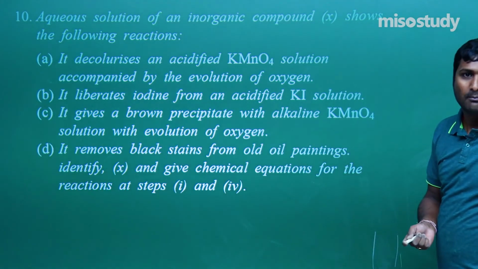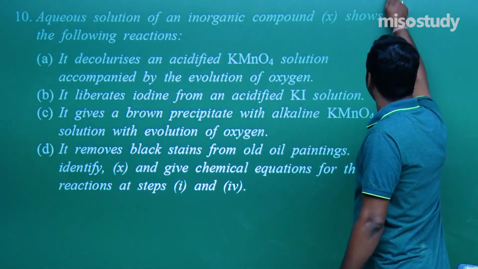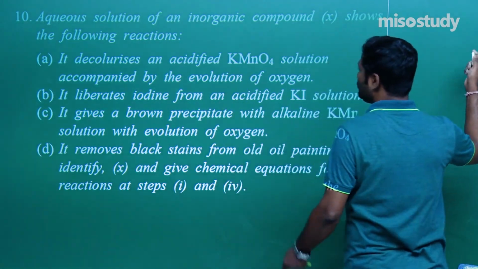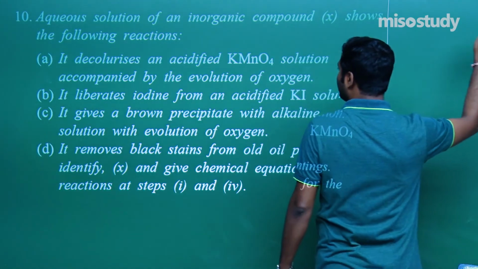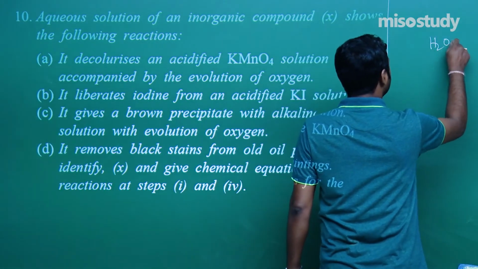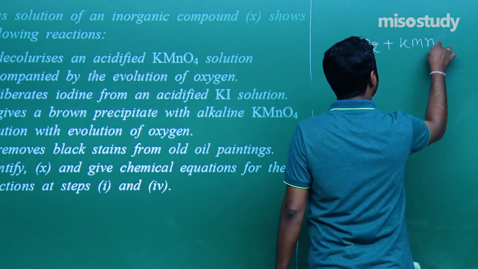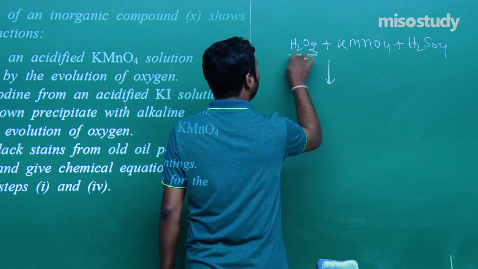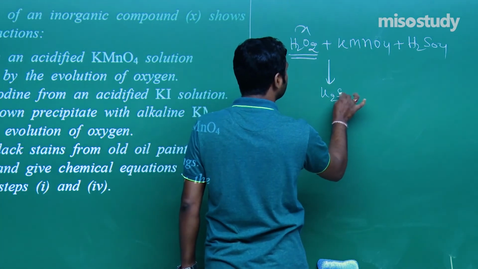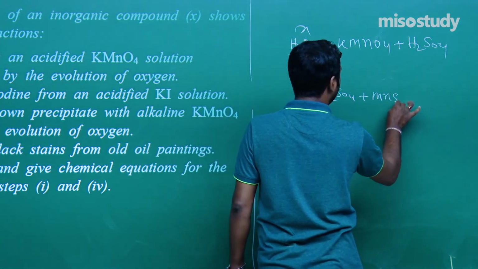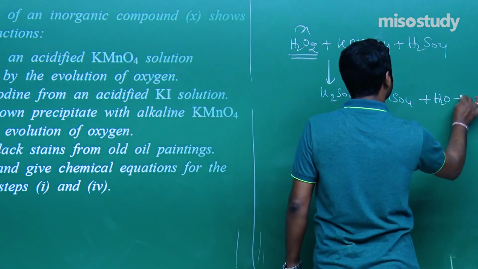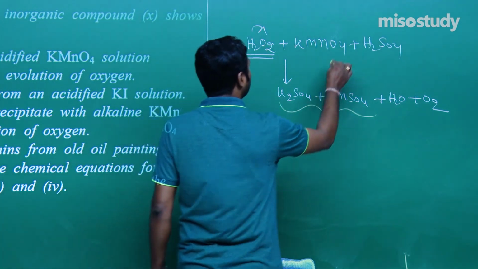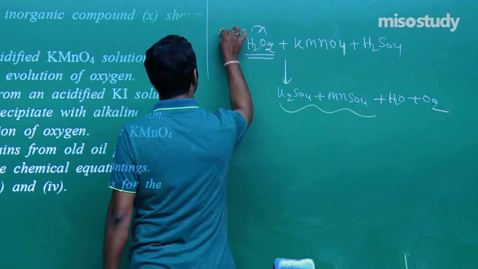I have taken this question from my side because it will help you a lot to review the chapter. As we know, X is H2O2 because it decolorized the KMnO4. That is H2O2 plus KMnO4 in acidic medium gives K2SO4 plus MnSO4 plus H2O plus O2. It decolorized due to the formation of MnSO4 and K2SO4. This is the first part.